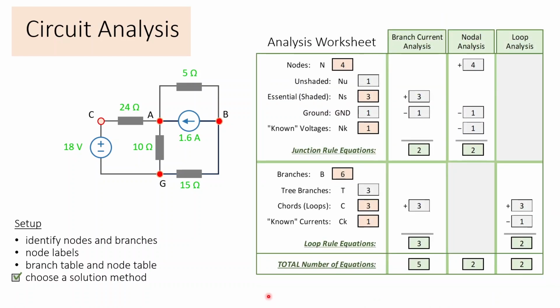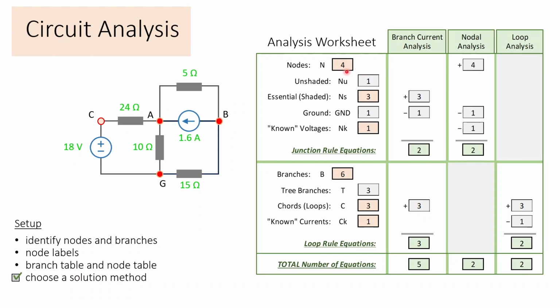I also have this analysis worksheet useful to compare branch current analysis to nodal analysis and loop analysis. Essentially, we would complete the left side here. We have 4 nodes, 1 unshaded, 3 essential shaded in red. 1 is called ground, and we do have 1 known 18-volt constant voltage source. We move over the appropriate cells, and we see that for branch current analysis, we have the number of shaded nodes minus 1 is 2, and that would be 2 junction rule equations to write.